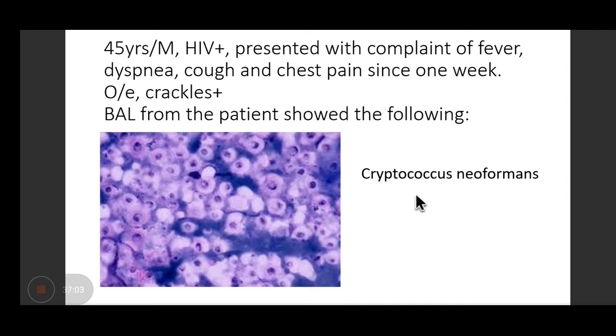Emphysema patients are called pink puffers because of their facial appearance. Their face appears red, pink in color, because they're hyperventilating, that is why they are called pink puffers.